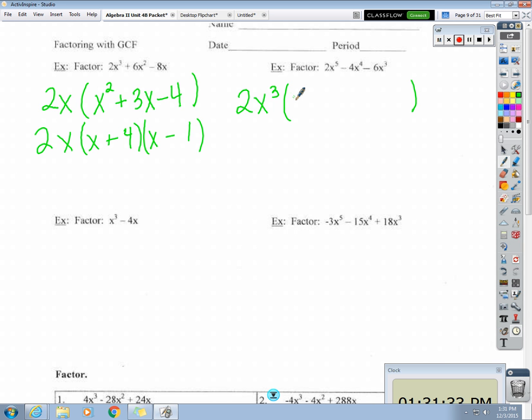2 divided by 2 is 1, but you don't have to write the 1. If you add x to the 5th, but we factored out 3 of them, how many are left? Right? Then we just bring down the minus. 4 divided by 2 is 2.